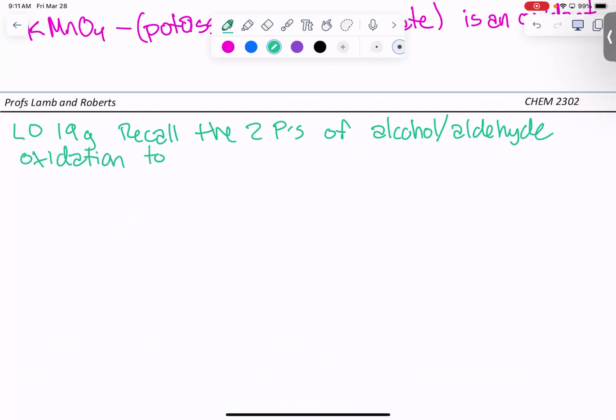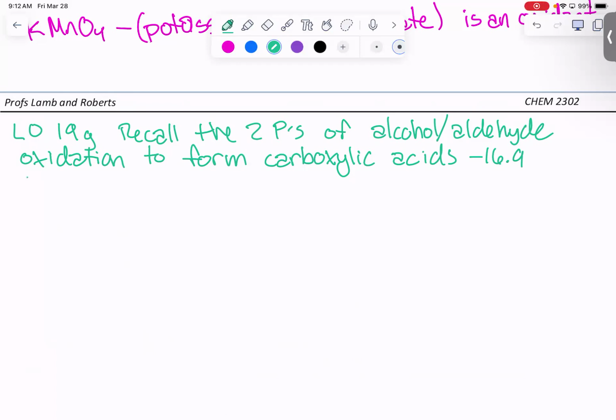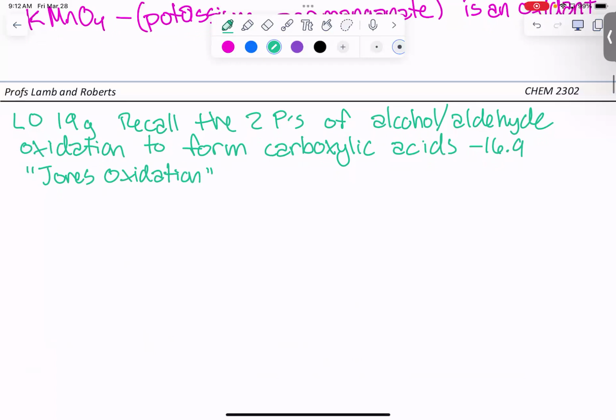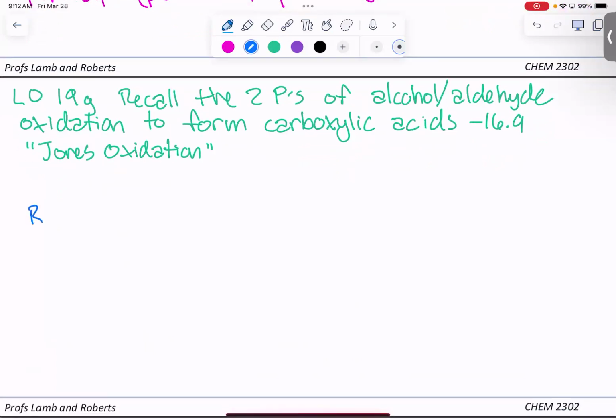Of course, this is going to be to form carboxylic acids, because that's what our next chapter is going to be a lot about. We're going to see this over and over again in this chapter as well. And so this is in 16.9. Sometimes we call this the Jones oxidation, the one that I'll talk to you about, but I don't love names, but you might see this in Alex. All right, so you will recall when we had this primary alcohol, meaning we had two CH bonds off of it, we could add in our potassium chromate.